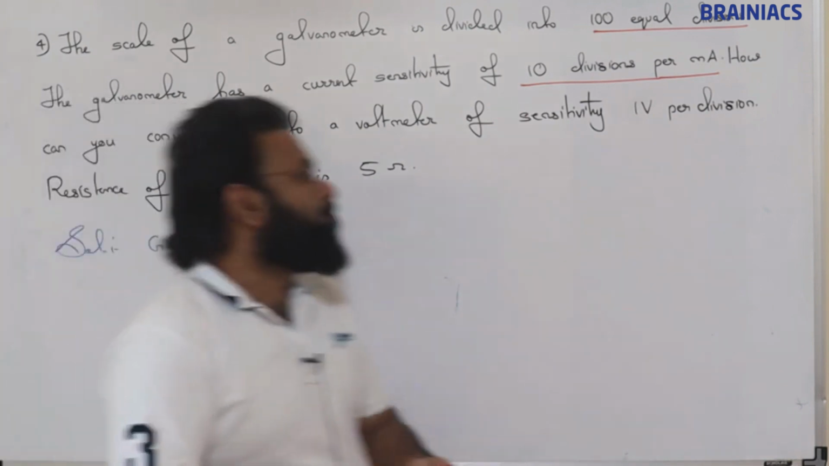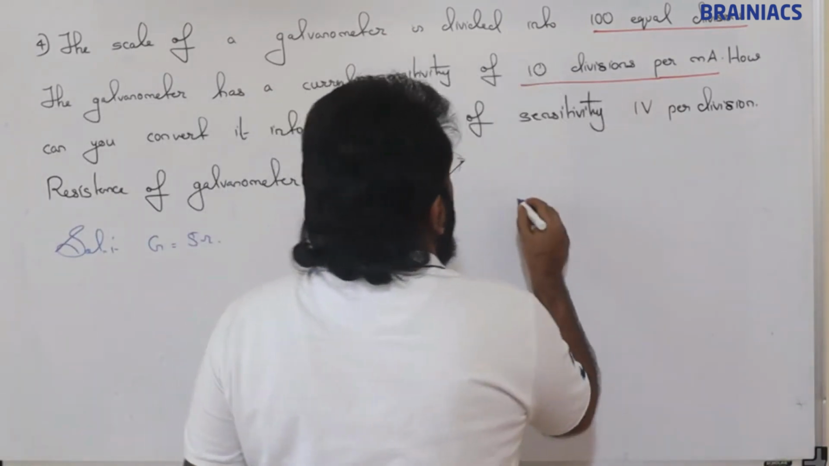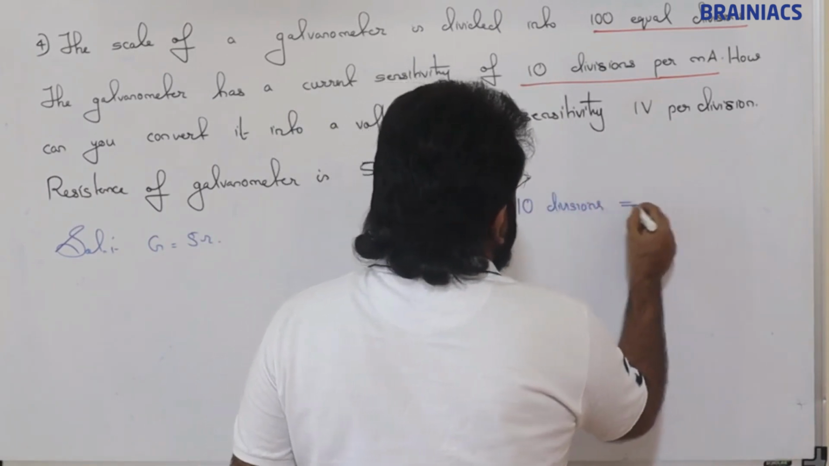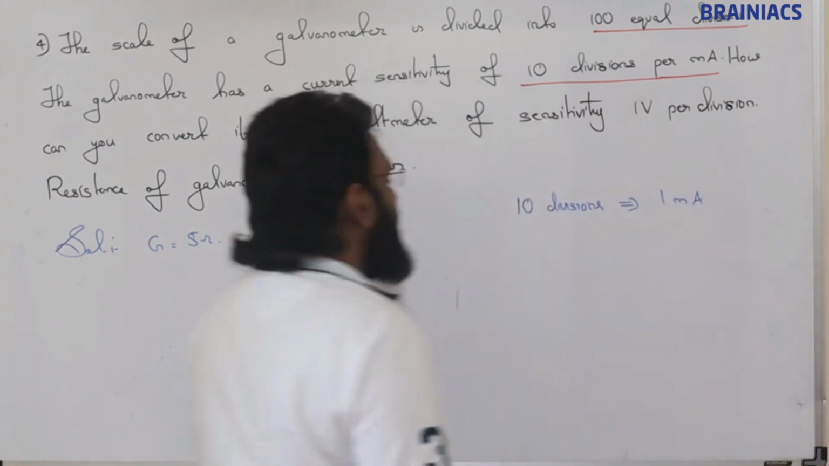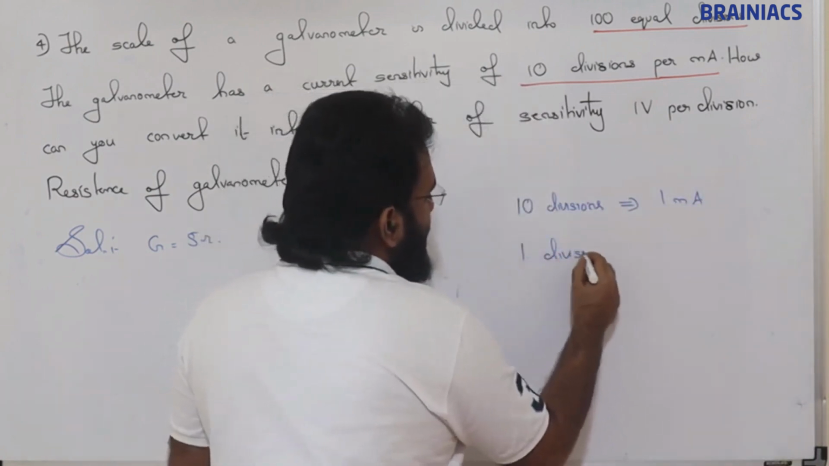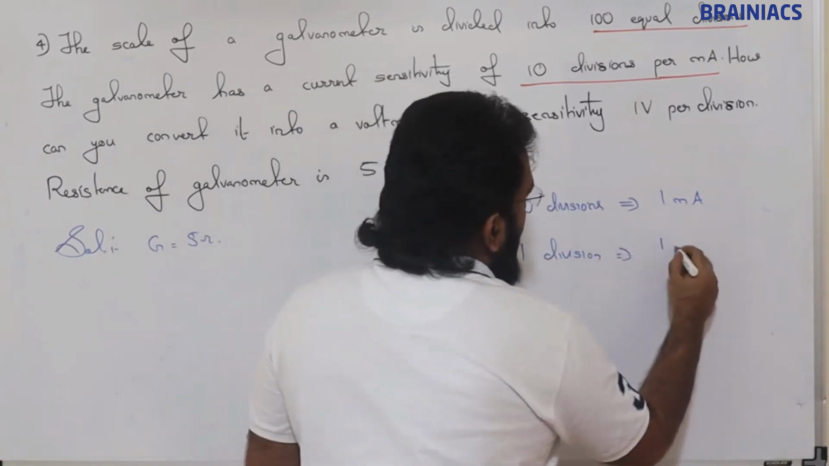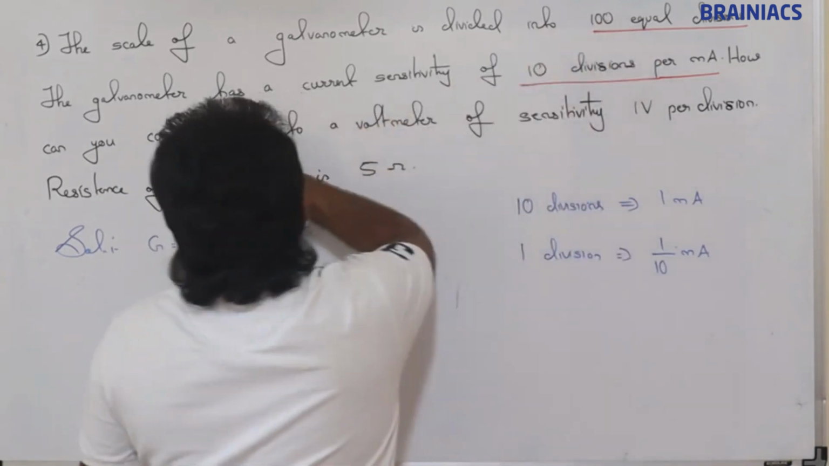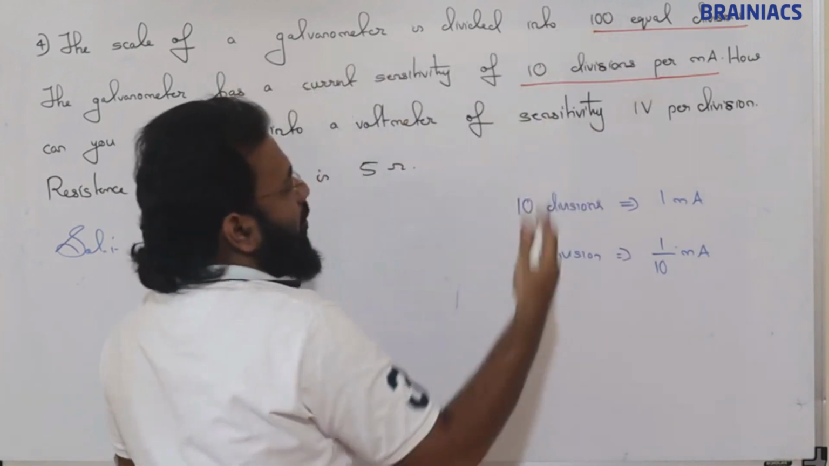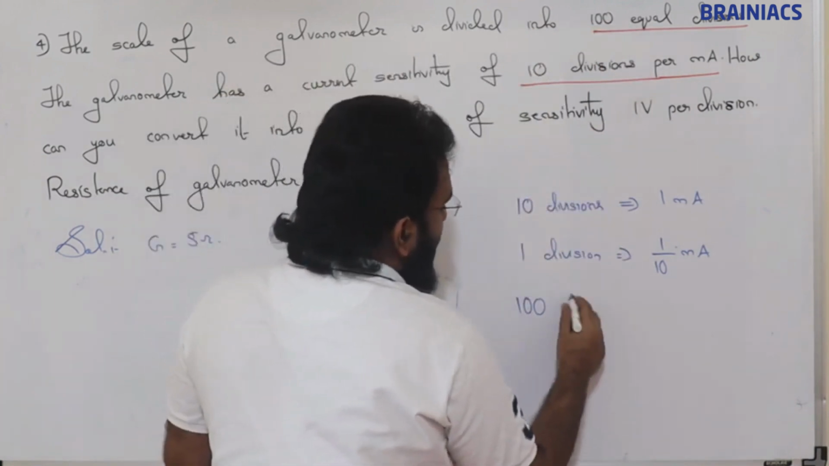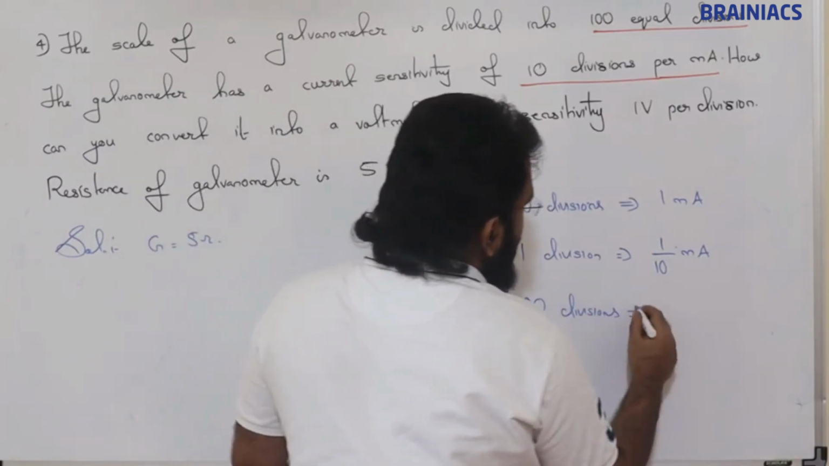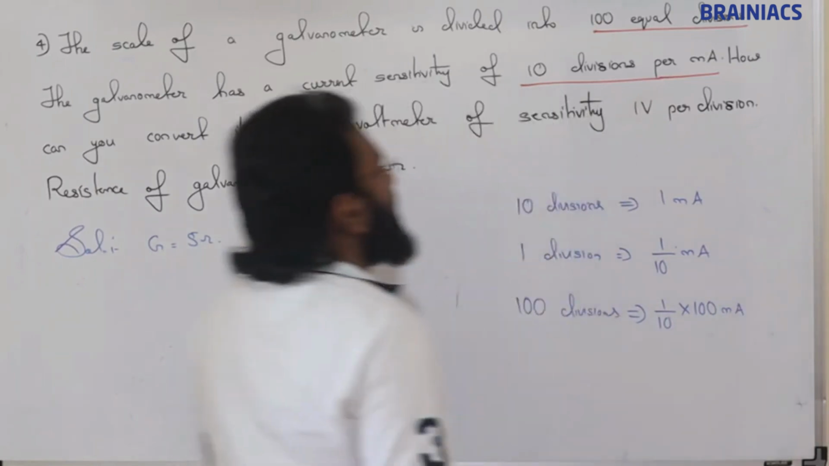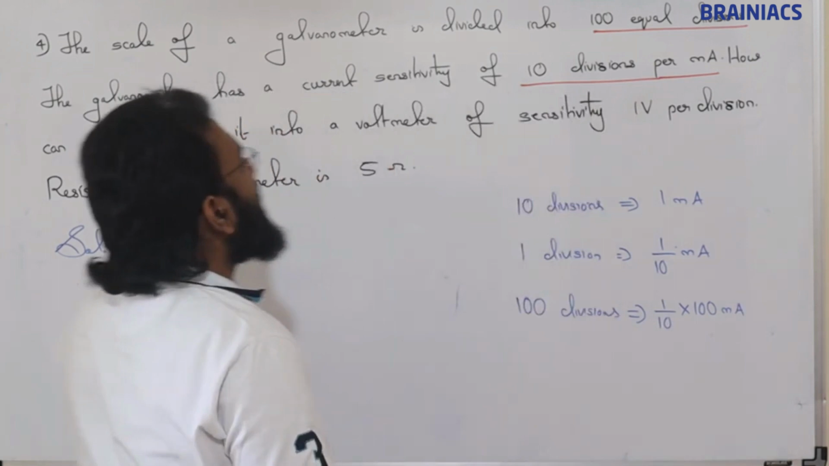So here 10 divisions is 1 milliampere. So 1 division is nothing but 1 by 10 milliampere. The galvanometer scale is divided into 100 equal divisions. So 100 divisions means this is nothing but 1 by 10 into 100 milliampere. So this is the current sensitivity of the galvanometer.